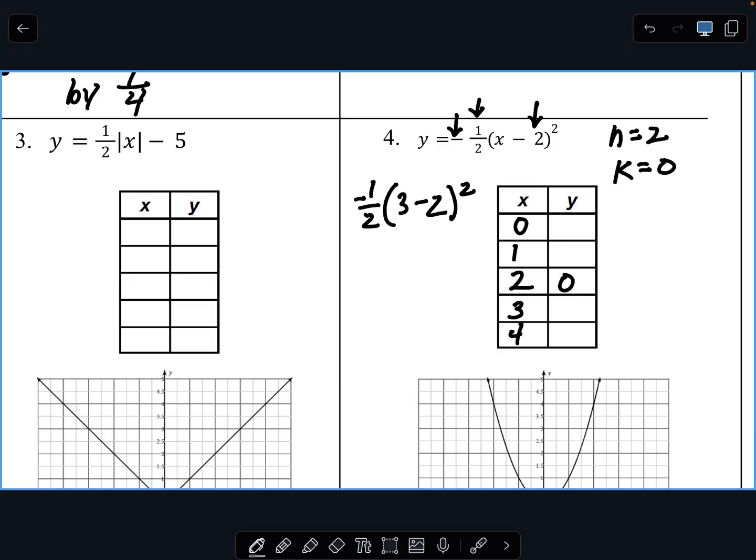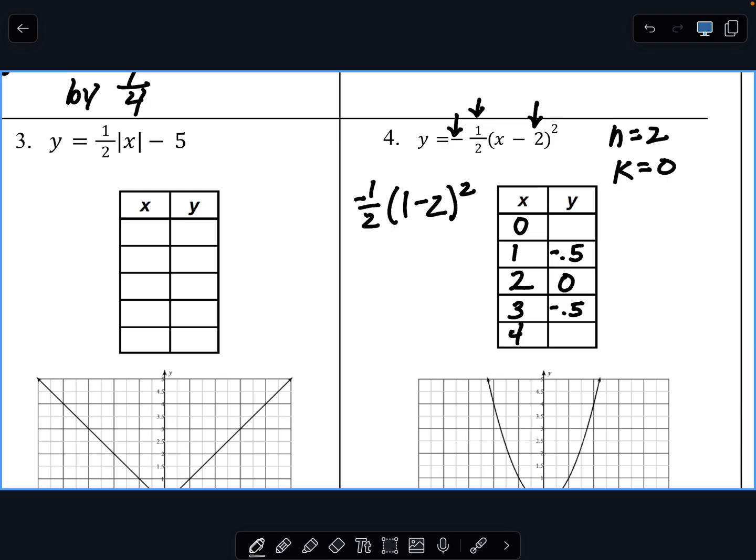So I'm going to put 3 in here. 3 minus 2 is 1 squared. I'm going to end up with negative 0.5. All right. So what happens if I put 1 in here? All right. Negative 1 squared. So I'm still going to end up with negative 0.5. It's going to be the same.